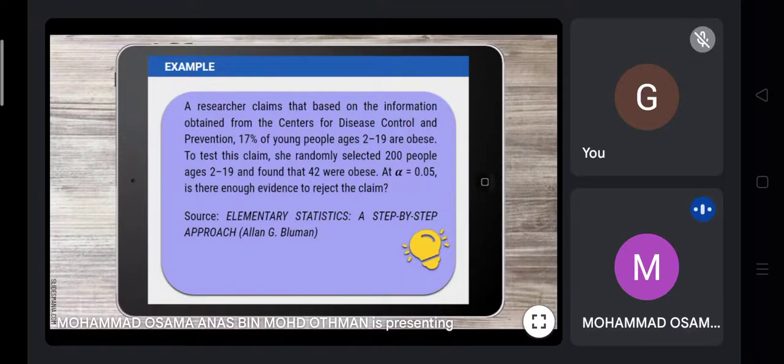Here is an example of question. A researcher claims that based on the information obtained from the Centers for Disease Control and Prevention, 17% of young people ages 2 until 19 are obese. To test this claim, she randomly selected 200 people ages 2 until 19 and found that 42 were obese. At level of significance equal to 0.05, is there enough evidence to reject the claim? Source of question comes from Elementary Statistics, a step-by-step approach, written by Ellen G. Blumen.